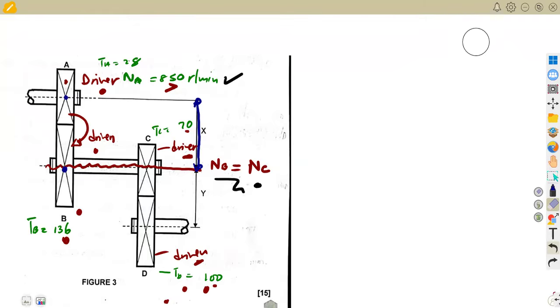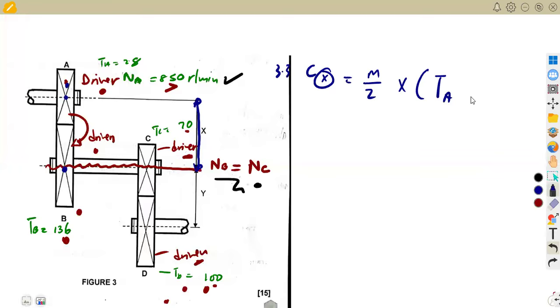So remember that your formula for the center distance, this is 3.3. We need the center distance, the one that is affecting X. So remember, it is the module over 2, then the product of the number of teeth. Since we are focusing on A and B, it's going to be TA plus TB. You focus on where X is taken. Y is from TC and TD. If you do it like that, you're done.